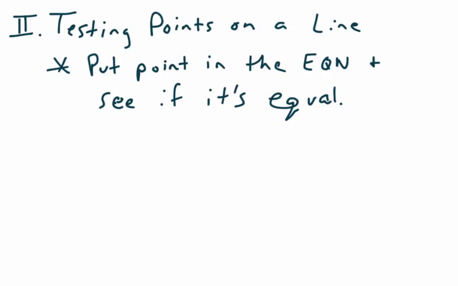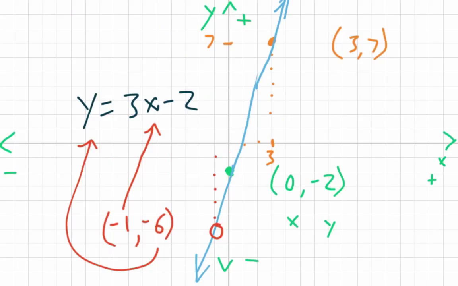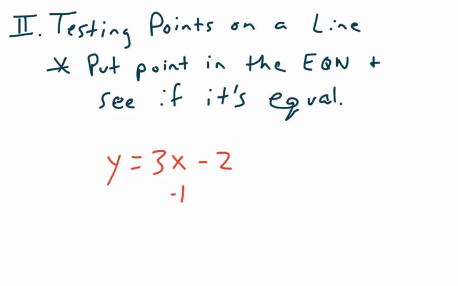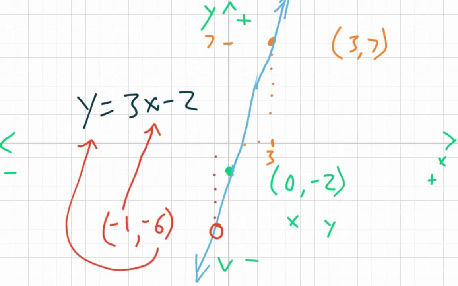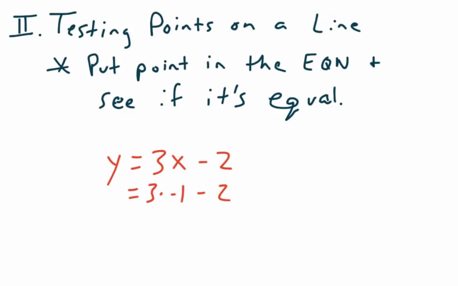So for that last one, our equation was y equals 3x minus 2. And if I screw up on the x and y value, let me know. The x value is negative 1, right? I'll go back and check it. Yep, so the x value is negative 1. So if I put that in for x, I have 3 times negative 1 minus 2, and that should equal that y value of negative 6.